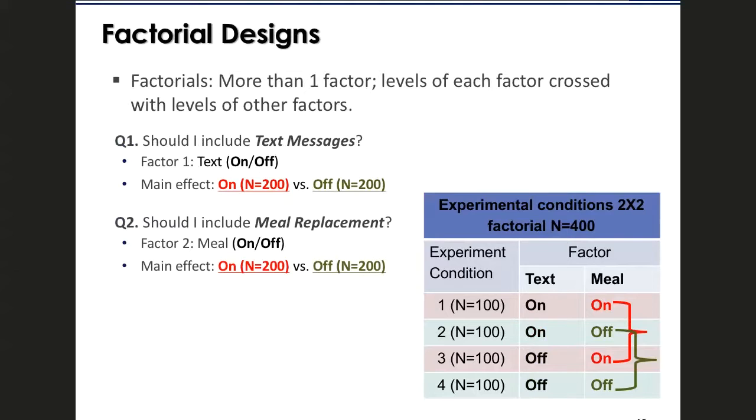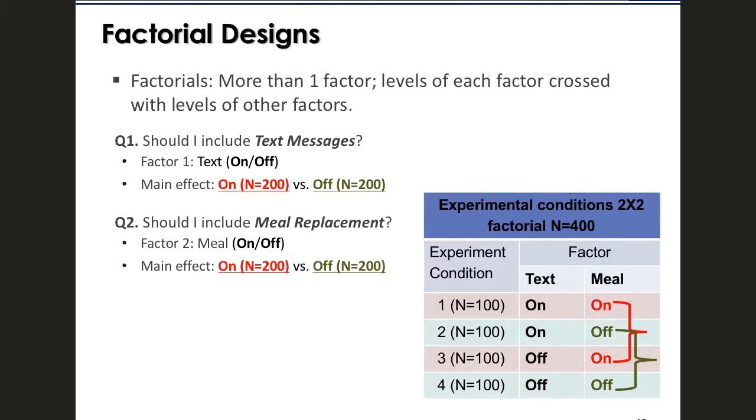Okay, so let's assume that I conducted the trial and collected my data. My outcome is weight loss at the end of the program. The question is, what do I do with the data to answer both scientific questions? And the answer to this question is by estimating main effects. Okay, so what are main effects? A main effect is the effect of a factor averaging over the levels of the other factors.